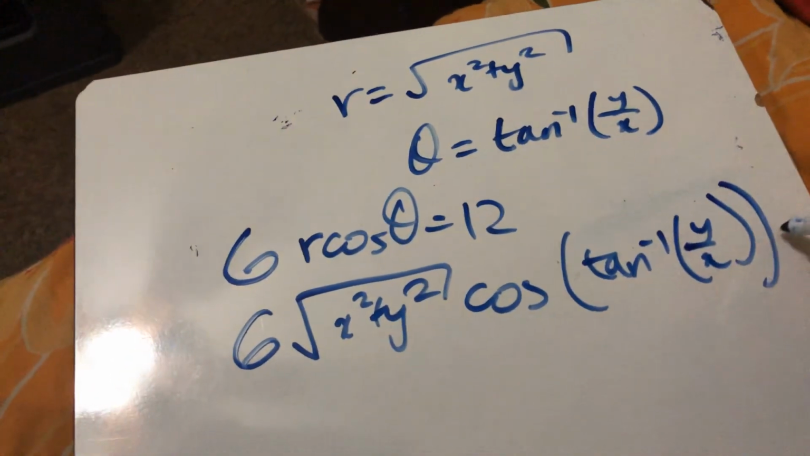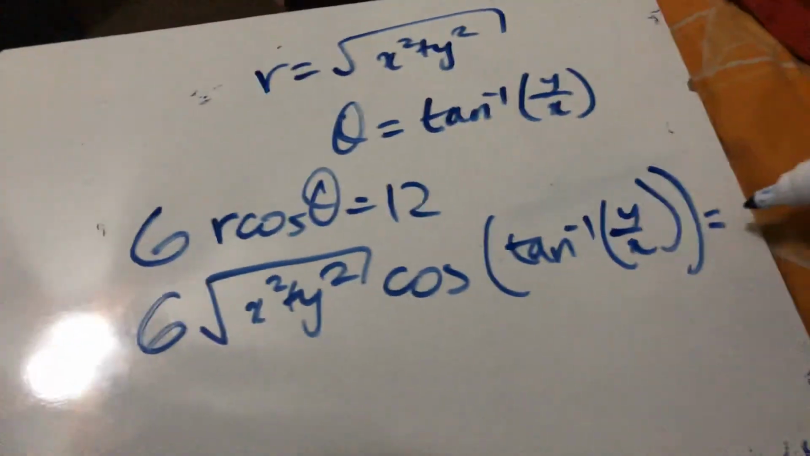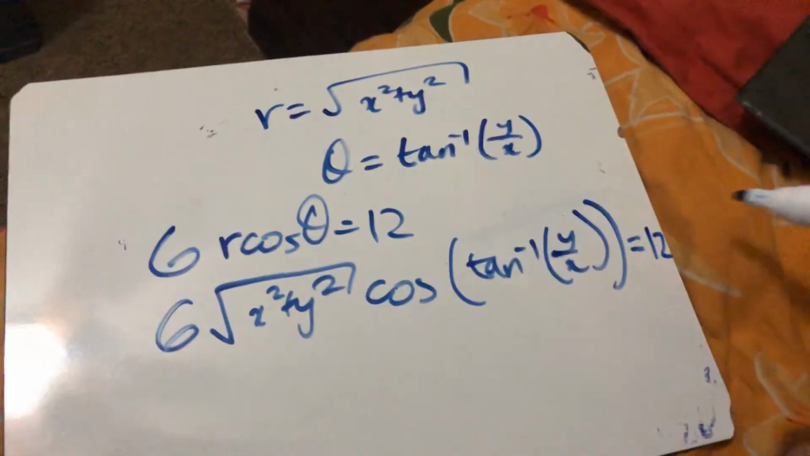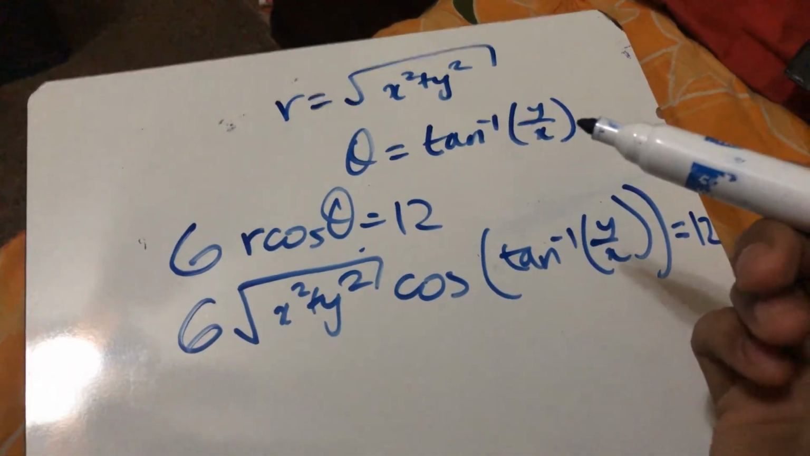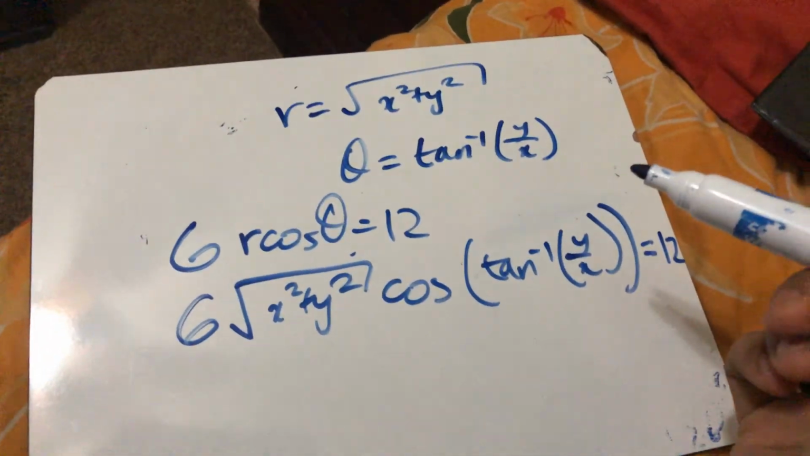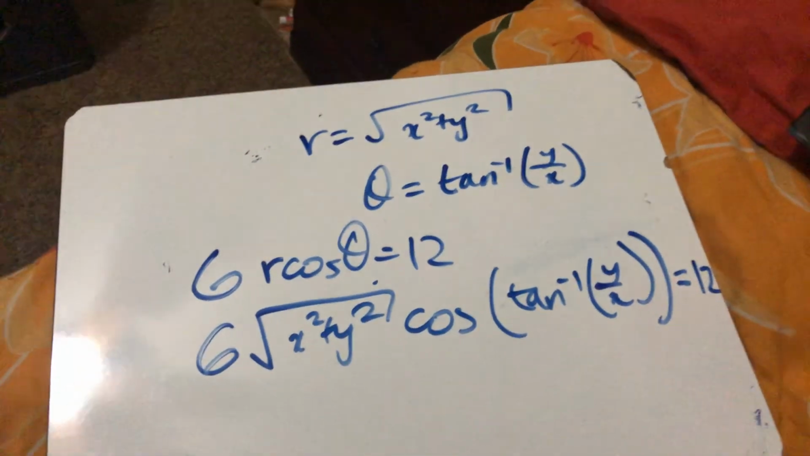Did I put one too many parentheses? No, it's all good. Equals 12. And just looking at that, that's so much more complicated. Why do all the extra work when you can just recognize that that's x? So that's the other alternative. I'm sure there's a way to solve this, but yeah, that's not for me.